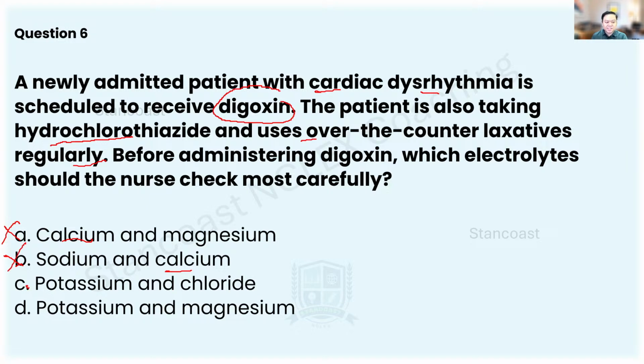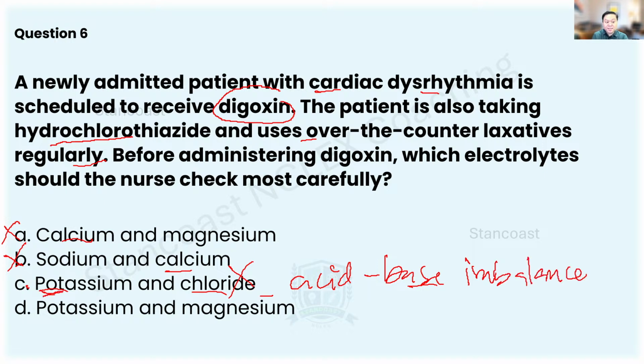What about letter C, potassium and chloride? Yeah, correct for the potassium. However, for the chloride, no. There is no close relationship between chloride and digoxin. We are only going to worry about the chloride if there is an acid-base imbalance, not about digoxin toxicity. Again, guys, the potassium in option C is okay. Yes, we need to monitor potassium, but chloride, no. This is much more associated with acid-base imbalances.